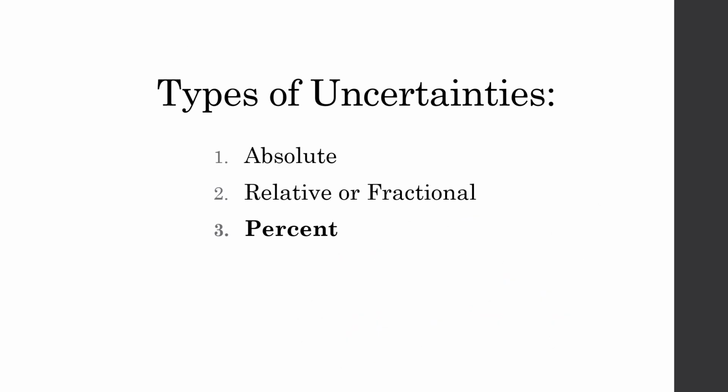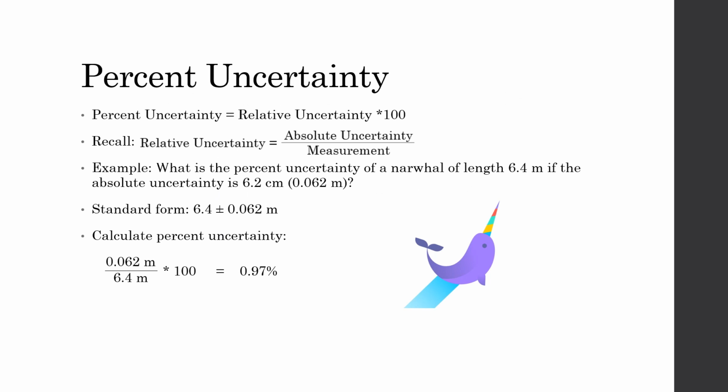Last but not least, we're going to discuss percent uncertainty. So the way that you calculate percent uncertainty is you take the relative uncertainty and you multiply it by 100. Okay, so recall that relative uncertainty is just your absolute uncertainty divided by your measurement. So another way you could write this is absolute uncertainty divided by your measurement times 100. But that would be how you would find percent uncertainty.